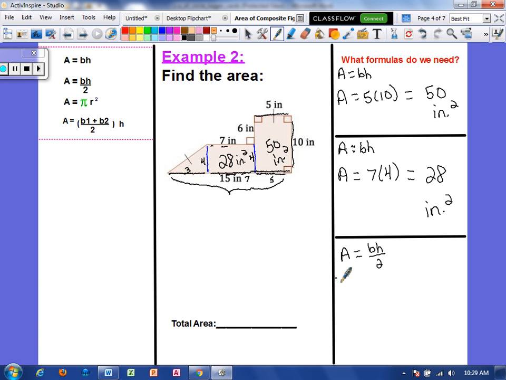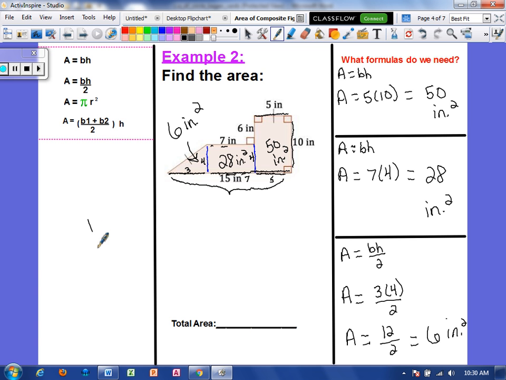So if this right here is 12 inches and the whole thing's 15, then this would have to be 3 inches right here. So for the triangle, we have a base of 3 times a height of 4 divided by 2. 3 times 4 is 12, and 12 divided by 2 equals 6. So for the triangle, we have an area of 6 inches squared.